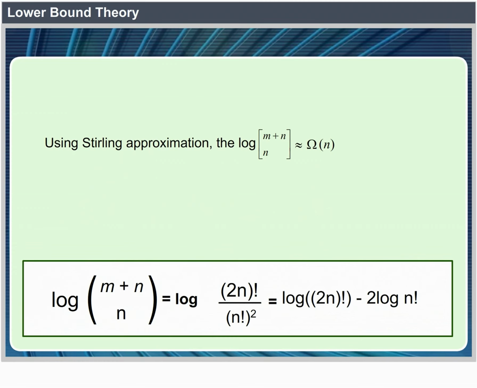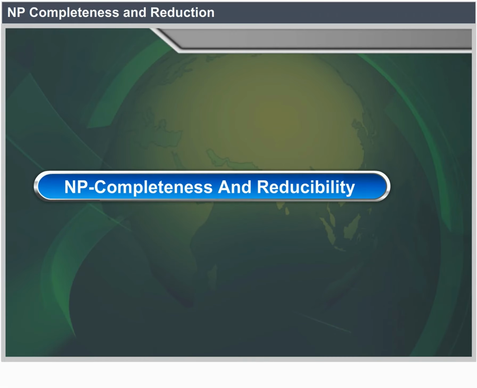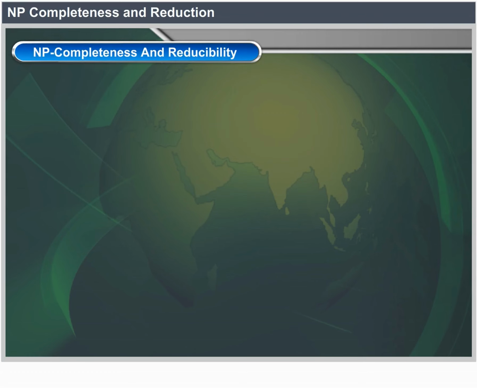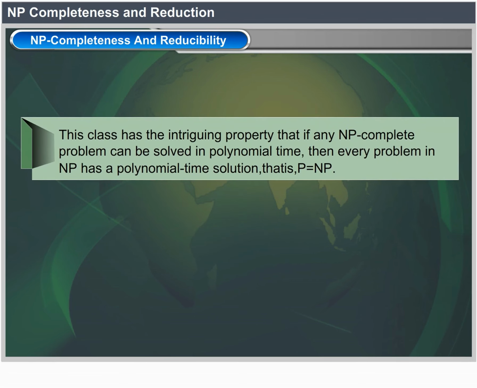NP completeness and reducibility. Perhaps the most compelling reason why theoretical computer scientists believe that P is not equal to NP comes from the existence of the class of NP-complete problems. This class has the intriguing property that if any NP-complete problem can be solved in polynomial time, then every problem in NP has a polynomial time solution, that is, P equals NP.